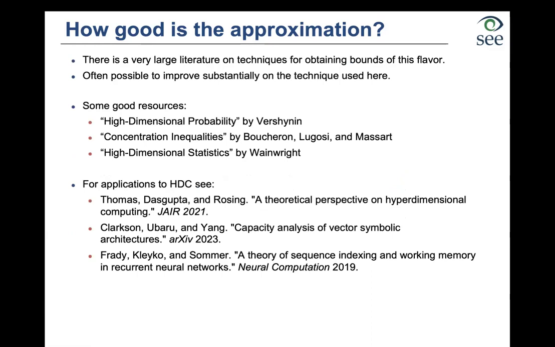In general, there's a very large family of techniques that can be used to obtain bounds that look like this. The bound I showed here is just a very simple example of how we can do this, and it's often possible to improve substantially on the rate that I've given here. I've suggested some good resources here that I think would be helpful if people are interested in how to derive these kinds of high probability bounds.